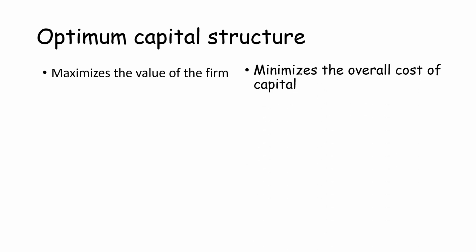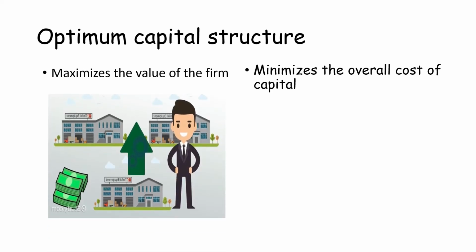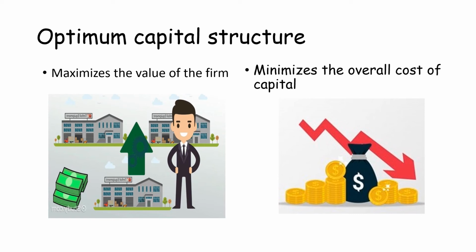Now, let us understand what is meant by optimum capital structure. It is very important for a finance manager to see to it that the mix of capital that is raised through various sources of funds ensures optimum capital structure. Optimum capital structure is one which maximizes the value of the firm and minimizes the overall cost of capital. It is that combination of capital structure that aims at maximizing the wealth of the shareholders and also maximizes the earnings per share, and on the other hand reduces the overall cost of capital.